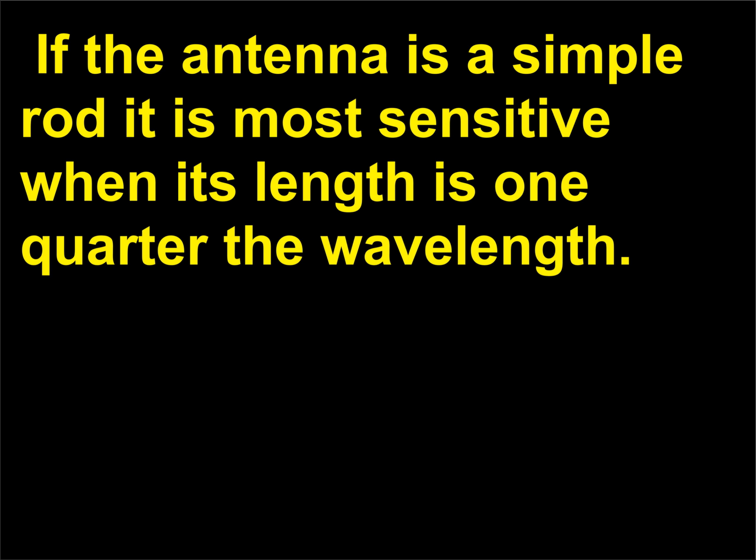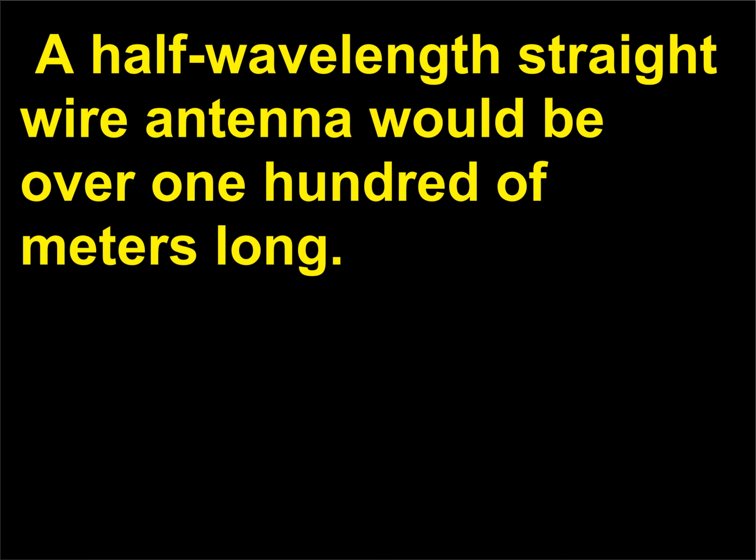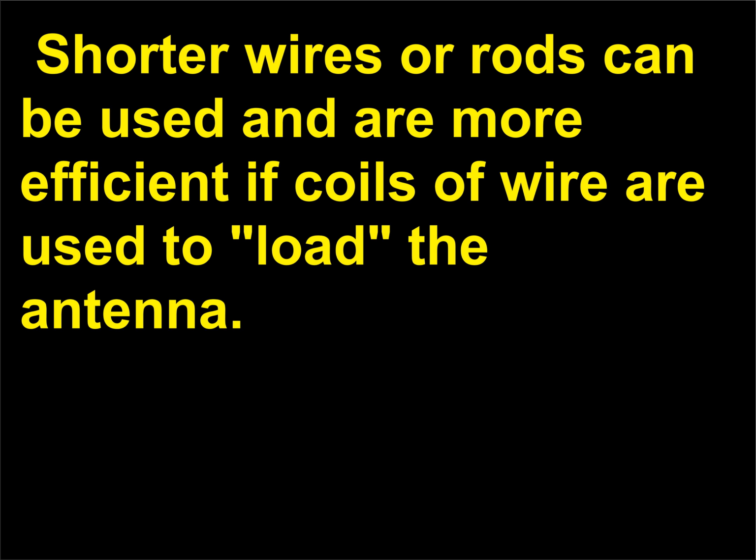If the antenna is a simple rod, it is most sensitive when its length is 1/4 the wavelength. A loop or coil antenna is used for the low frequency, long wavelength signals in the AM band. A half wavelength straight wire antenna would be over 100 meters long. Shorter wires or rods can be used and are more efficient if coils of wire are used to load the antenna.